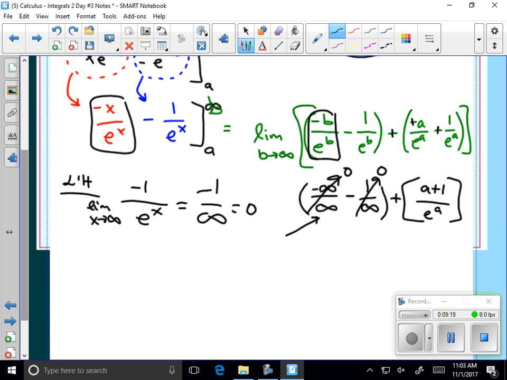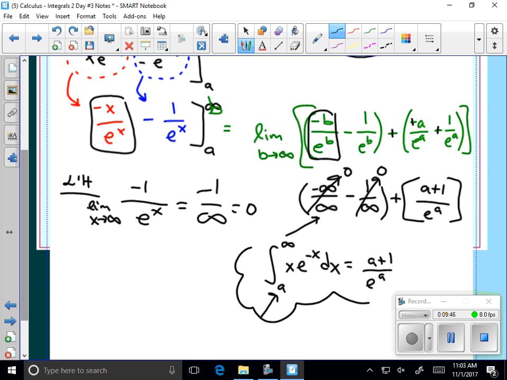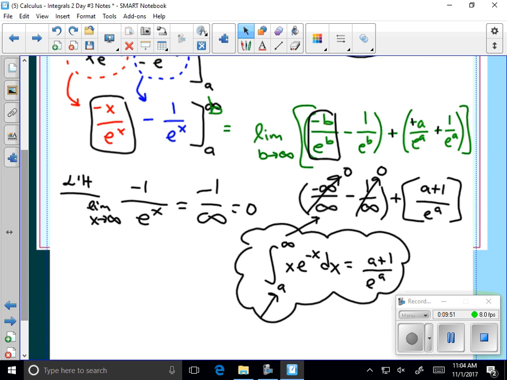And so I get this answer, right? The integral from a to infinity of x e to the negative x dx will equal a plus 1 over e to the a. And that's all dependent on what I choose a to equal. If it's 5, it'd be 6 over e to the 5th. If it's 12, it'd be 13 over e to the 12th. Right? It's all dependent on what value I pick as my constant. Okay, improper integrals are really not that bad. It's just a matter of understanding limits and possibly needing to use L'Hopital's rule.